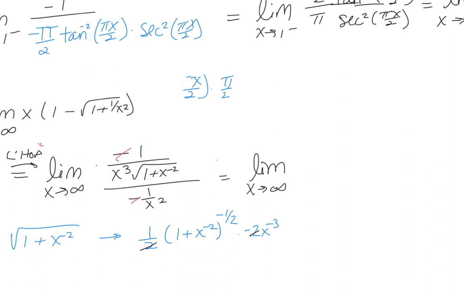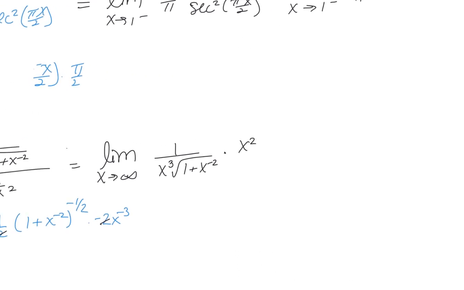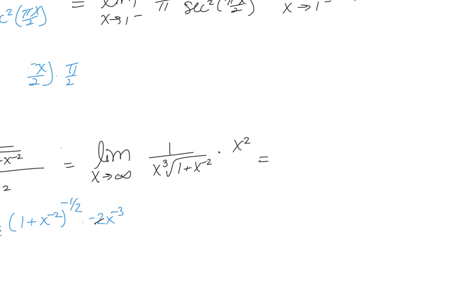These negatives will cancel, and I'm going to have 1 over x cubed multiplied by 1 plus x raised to the negative 2. I'm going to multiply by the reciprocal of my denominator fraction, which is x squared. And so I have some nice cancellations. This just gives me x. So I'm going to have the limit as x goes to infinity of 1 over x multiplied by 1 plus 1 over x squared. Now I can do direct substitution.